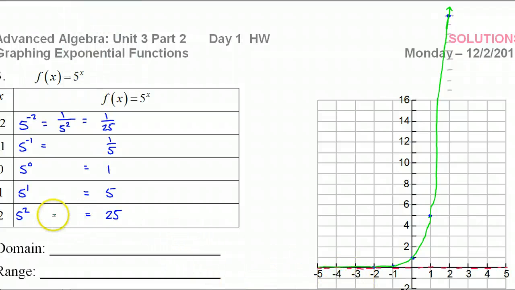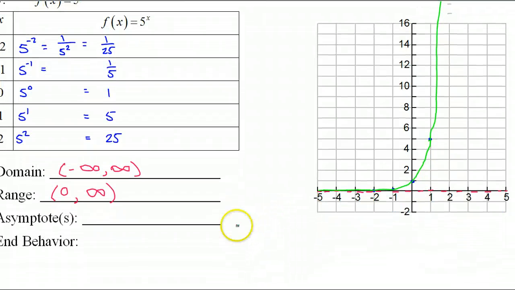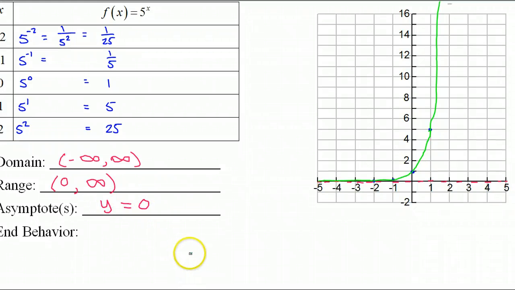Once again, the domain is going to be negative infinity to positive infinity because the graph goes to the left forever and it drifts to the right forever. The range is once again going to be 0 to infinity. All right, it starts from the asymptote and it goes up from there. The asymptote once again is y equals 0. Don't forget the y equals part.